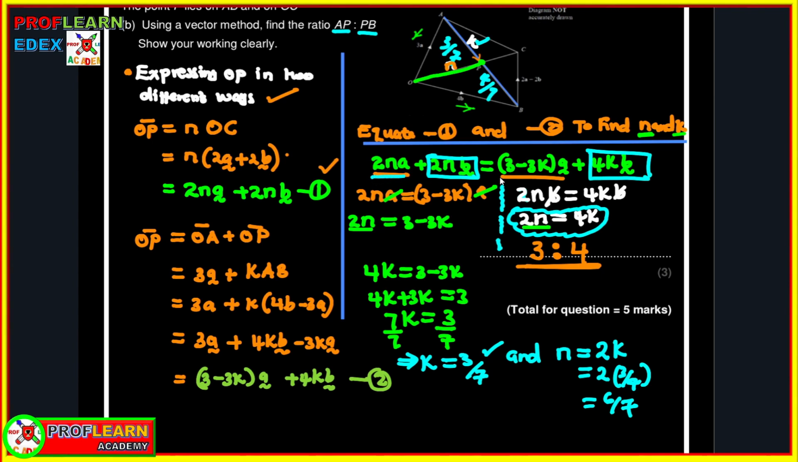You can equate this part here and form the first equation. You can equate 2na, because both of them have a. Those terms that have a are the ones that you are going to equate. And we have this equation which you can simplify, but I decided I'll leave it as 2n equals 3 minus 3k.